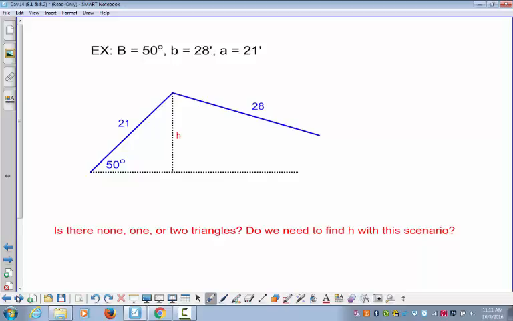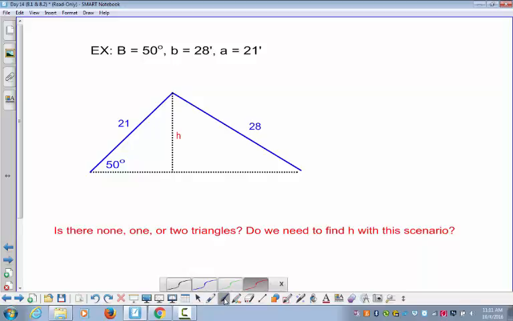And now this is one of those cases where we don't have to calculate h because that second side is longer than the first side. If that second side is longer than the first side, there's none of this swinging underneath business because it will hit this side and you can't form a triangle. So that side is going to just come down and form one big triangle, right? Because that side is longer than the first side. So we don't have to find h in this case. And we will have one triangle.